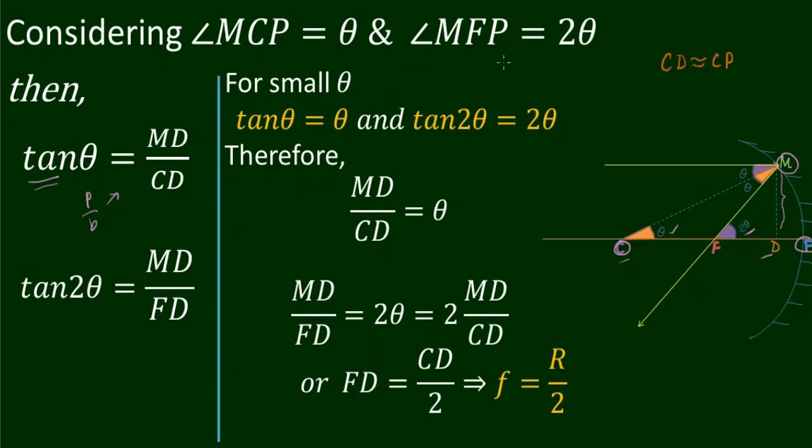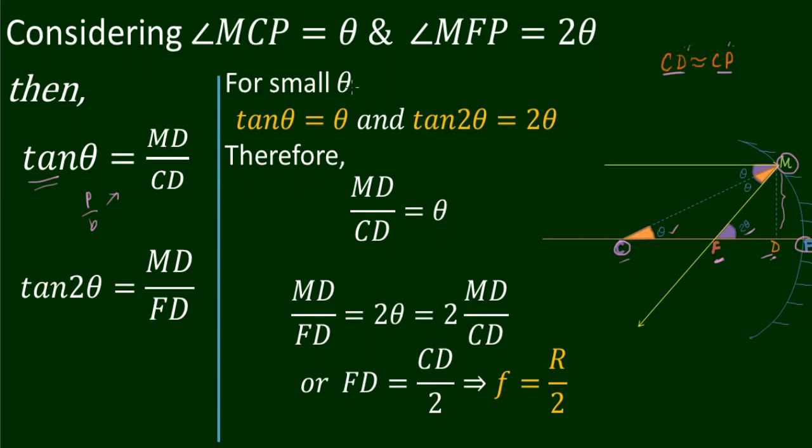And in case of the triangle MFP, the perpendicular will be MD. It is the same perpendicular as for tan theta. So MD, and the base will be FD. We have assumed that CD and CP are equal because D and P are very near to each other. So we can write in this manner.